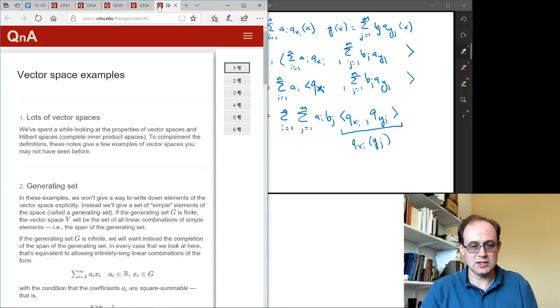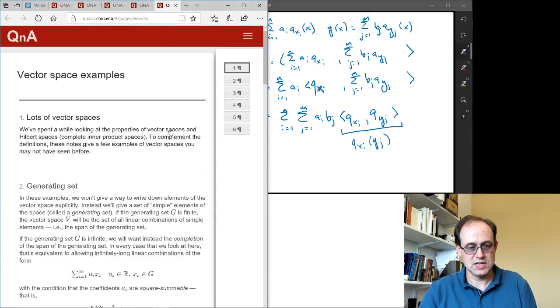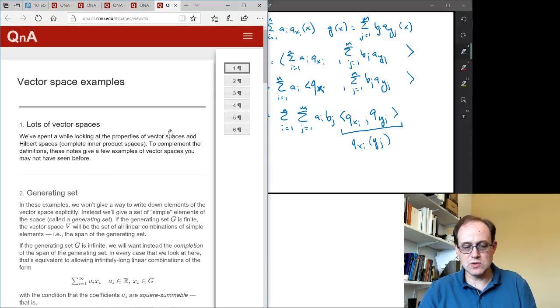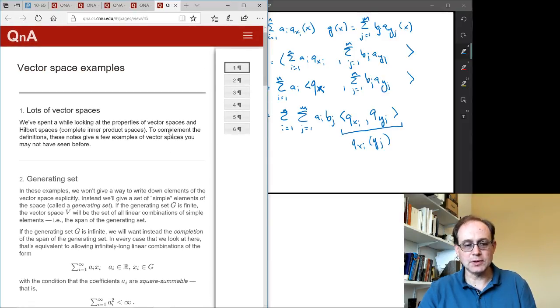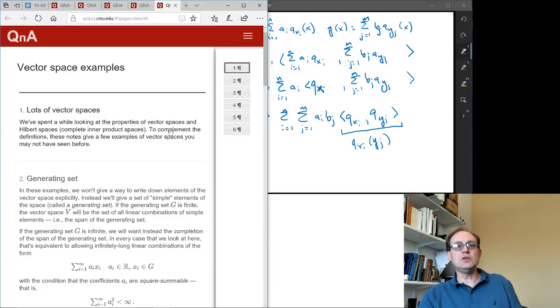Let's see, is there time? There's probably time to do a few more examples. So I wanted to give you guys some other examples of infinite dimensional vector spaces to give you an idea of how funky and interesting they can get.